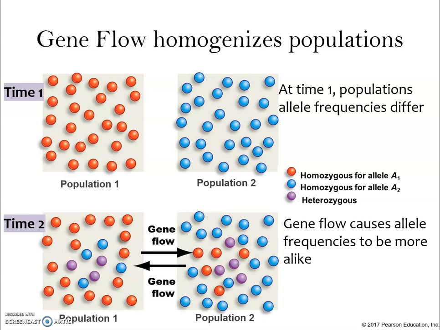So if individuals move back and forth between these two populations, they're taking with them their alleles, and this is going to make our two populations more similar to each other. And you can see that happening here in our cartoon. We're getting A2 alleles in population 1 and A1 alleles in population 2. So it's making the two populations more similar to each other.